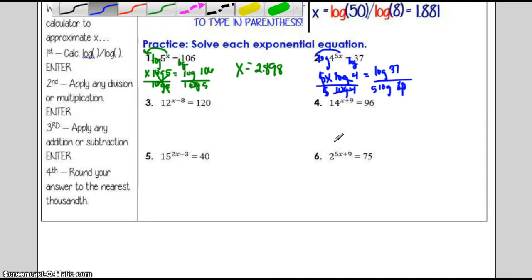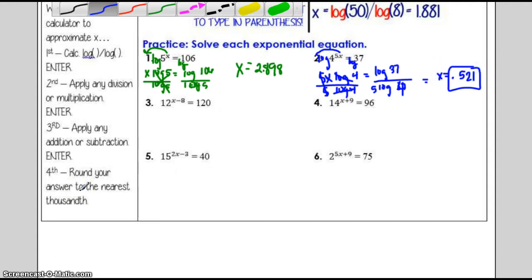So go ahead and type in log 37 divided by, and then 5 times parenthesis log 4, and then enter. And you should get 0.521 is what x equals.